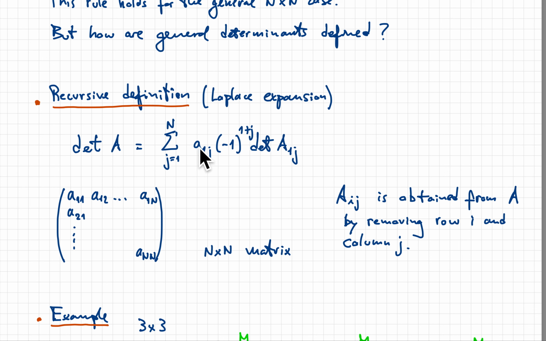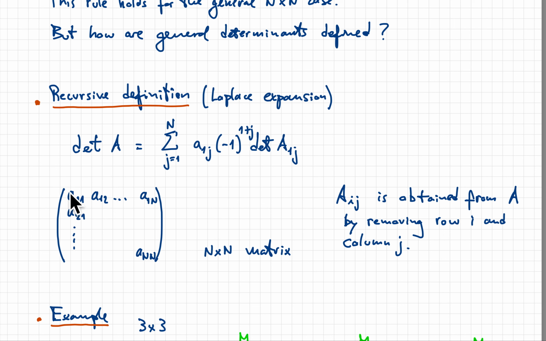And then you go to the second term, and again, you do the same thing. So a12 times minus 1 to the 1 plus 2, so that's going to be a minus 1 here. And the determinant of A12, again, you remove the first row, but now you remove the second column, and you're left with a submatrix that you can address by reapplying the same rule. And you go through all the elements of this row, and then you have your determinant.